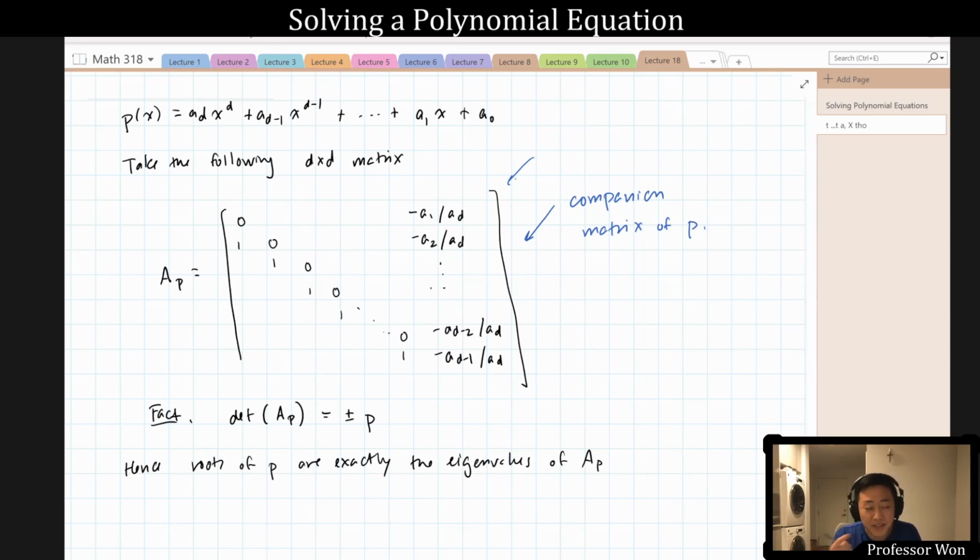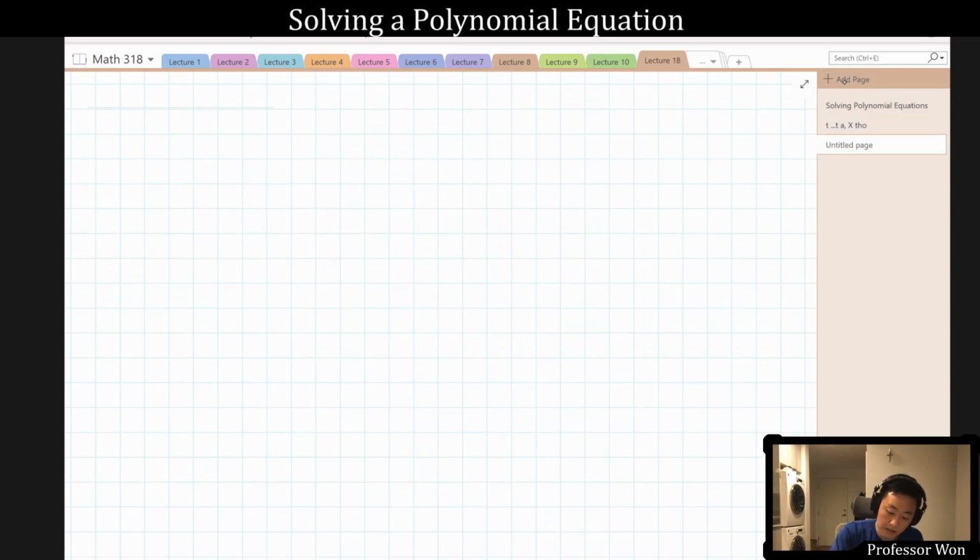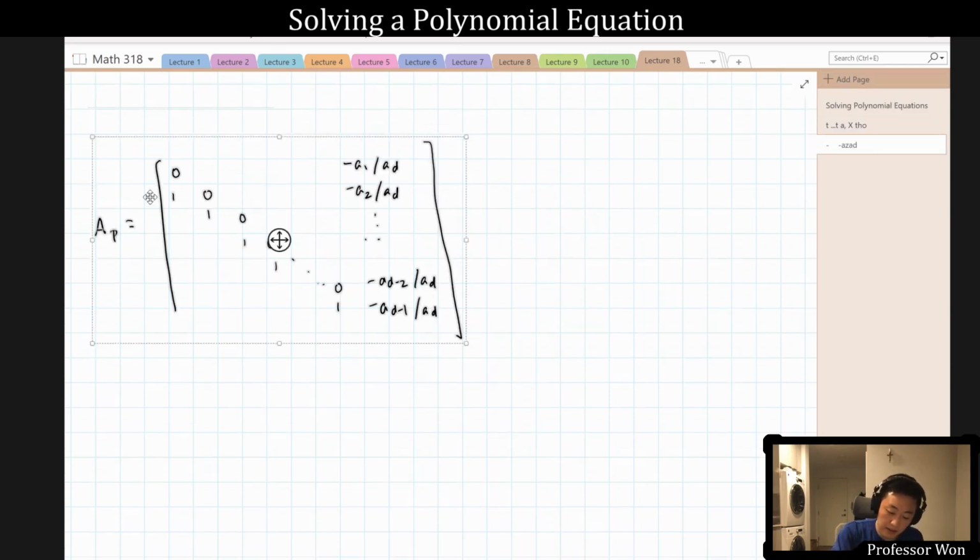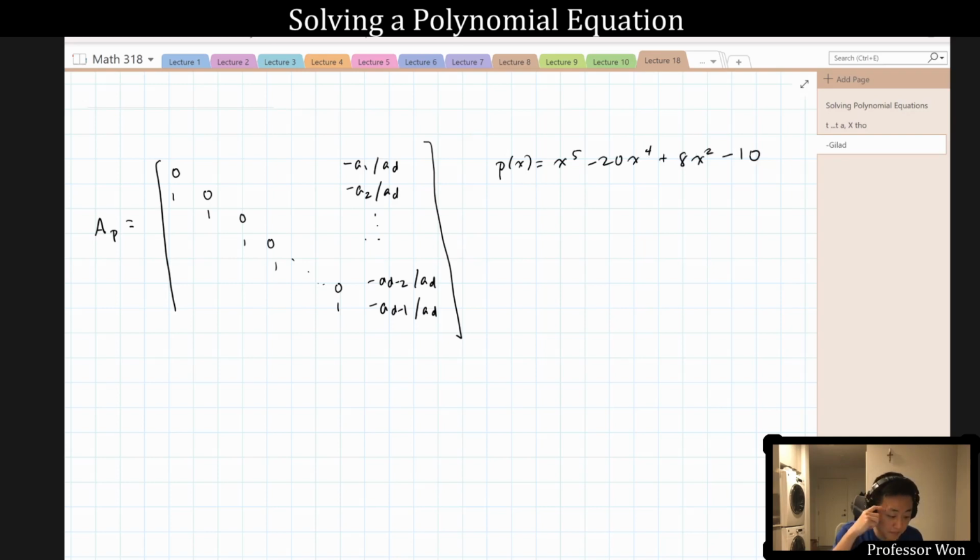Okay, but the very first thing we should do is make sure that this makes sense for our example polynomial from last time, right? So maybe I'll grab this so that we have it on the next slide. Let's take our favorite polynomial from these lectures, which is x to the 5th minus 20x to the 4th plus 8x squared minus 10.